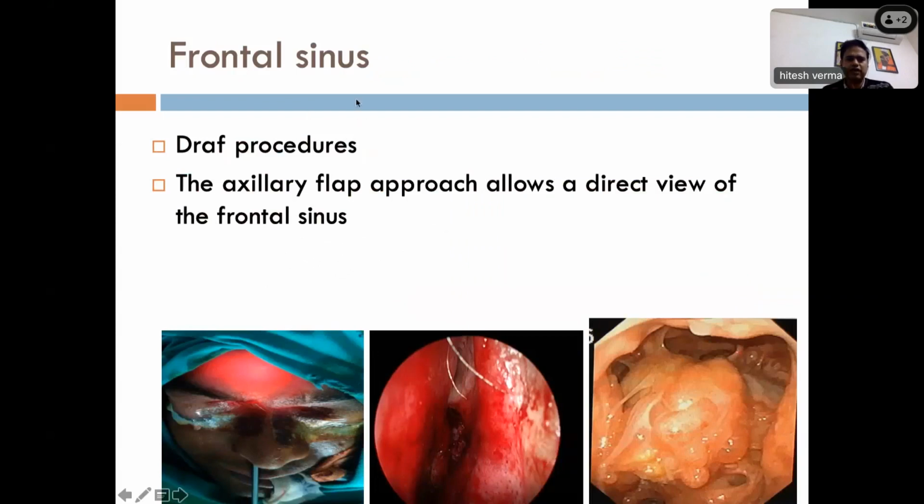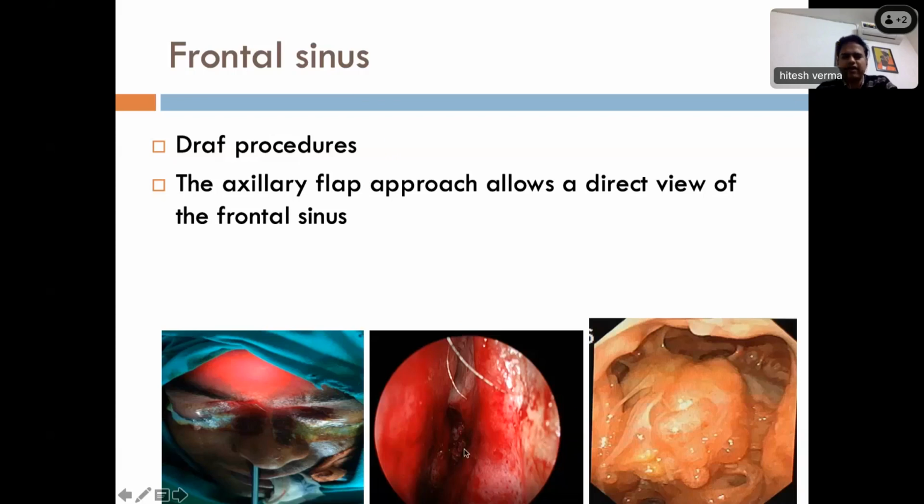So the last sinus is the frontal sinus. So here, this is the endoscopy. After the removal of the disease, we can see the glare. If you can identify the glare over the frontal bone, then you are basically looking at the frontal sinus. So in this photograph, after the removal of the anterior ethmoid cell, we can see the ostium of the frontal sinus.